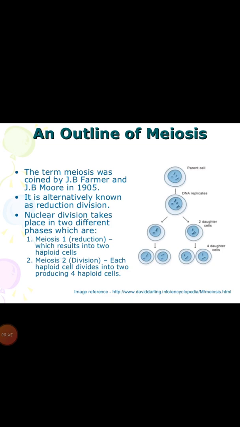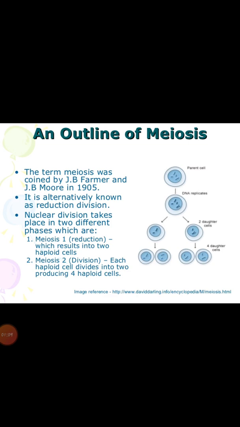Meiosis was first demonstrated by Edouard van Beneden in 1887 and was described by Winiwarter in 1900. Then the term meiosis was coined by Farmer and Moore in 1905, from the Greek word meiosis, meaning to reduce, and osis meaning state. It is alternatively known as reduction division. Nuclear division takes place in two phases, meiosis first and meiosis second.